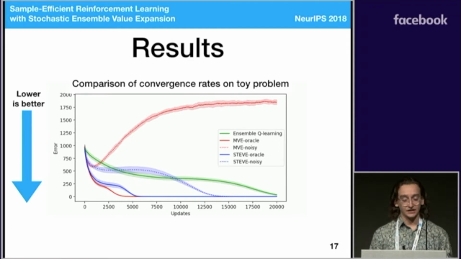To see this in action, let's bring back that toy problem that we saw earlier. Here, we add on the Steve curves in blue. As you can see, the solid blue line, representing Steve with a perfect world model, converges almost as fast as MVE does. However, the dotted blue line, representing Steve with a noisy dynamics model, now still converges, and in fact, even still converges faster than regular Q-learning.